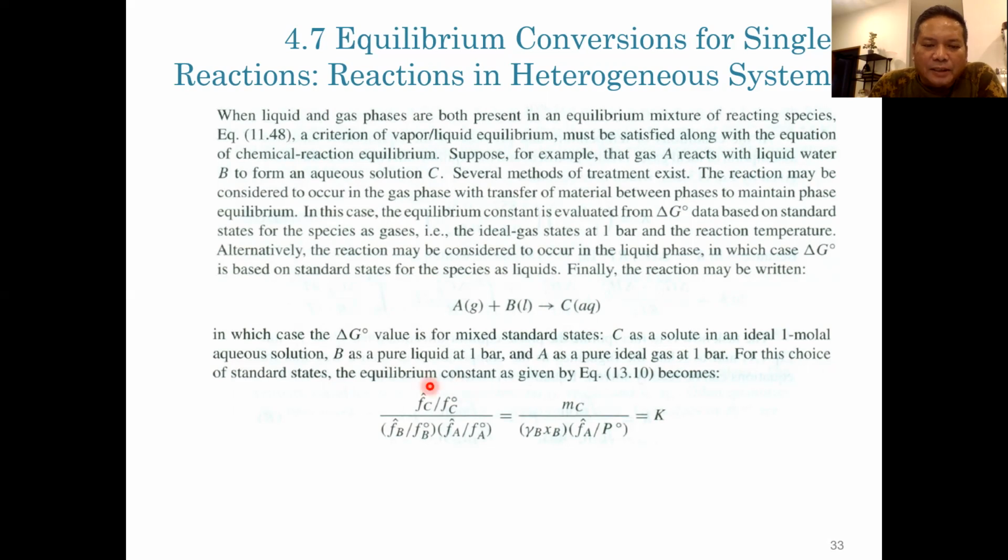So this is for the product C here, and this is the fugacity ratio, and this is M1. For B, because it is a pure liquid, we use gamma and the liquid fraction. And A is a pure ideal gas, so we use fugacity and the standard pressure, and the product should equal K.